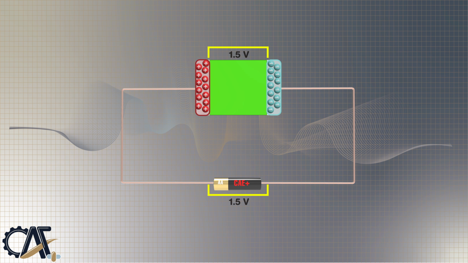So, once it's charged, the capacitor has the same voltage as the battery. As an AA battery has 1.5 volts, it means there is 1.5 volts on the capacitor.